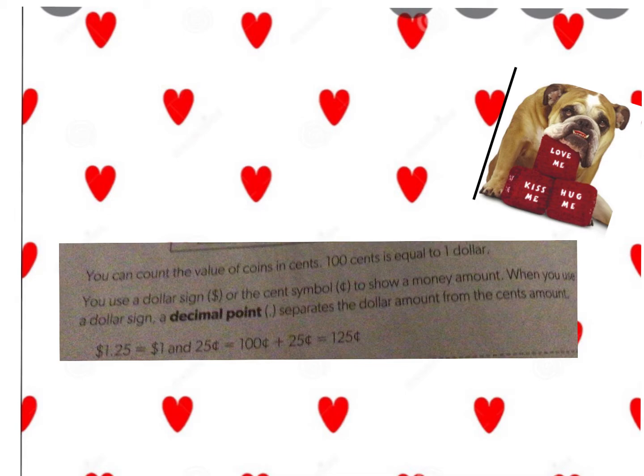For example, we have this. $1 and 25 cents. That's how we would say that. When we see that decimal point, we would say "and." It equals 125 cents as well. So no matter which way you write it, it's both correct, okay? Whatever makes most sense to you.